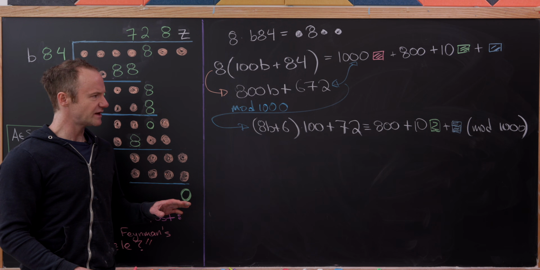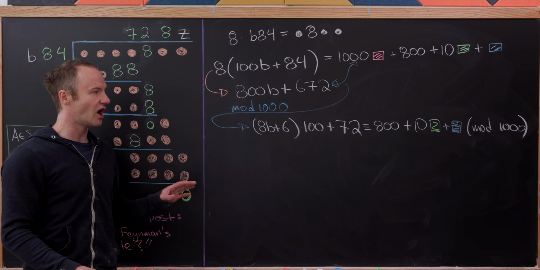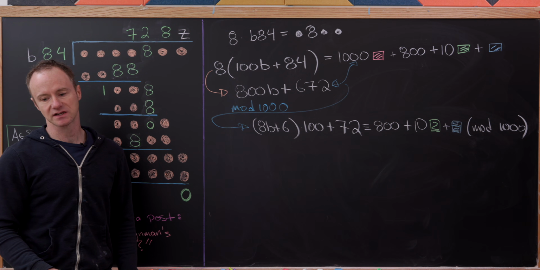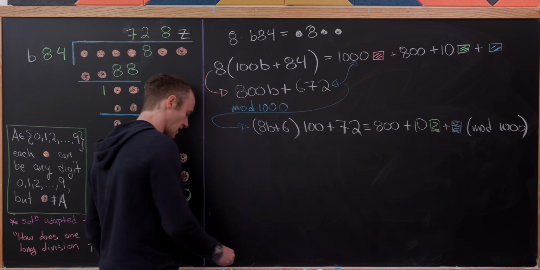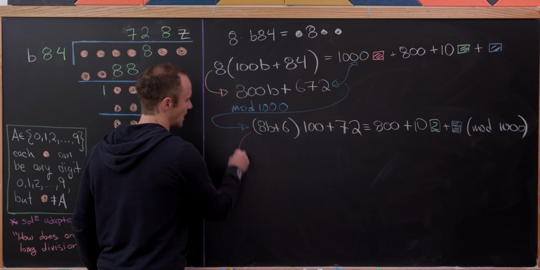Okay, but what we want to do is extract the hundreds digit of this congruence. So extracting the hundreds digit of this congruence will give us the following.